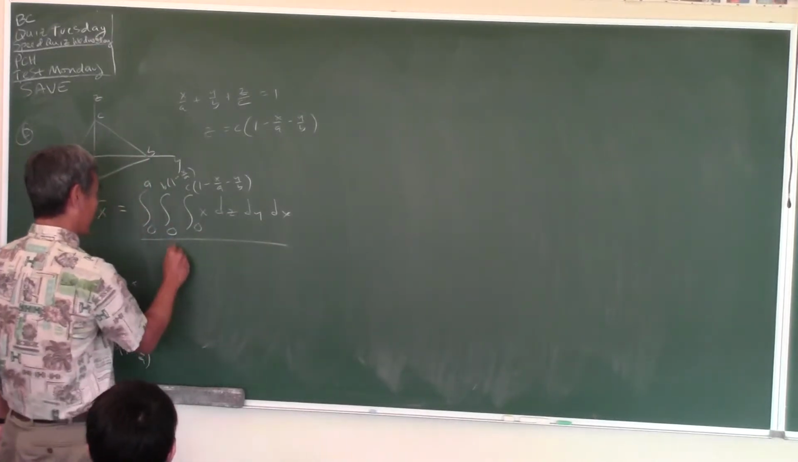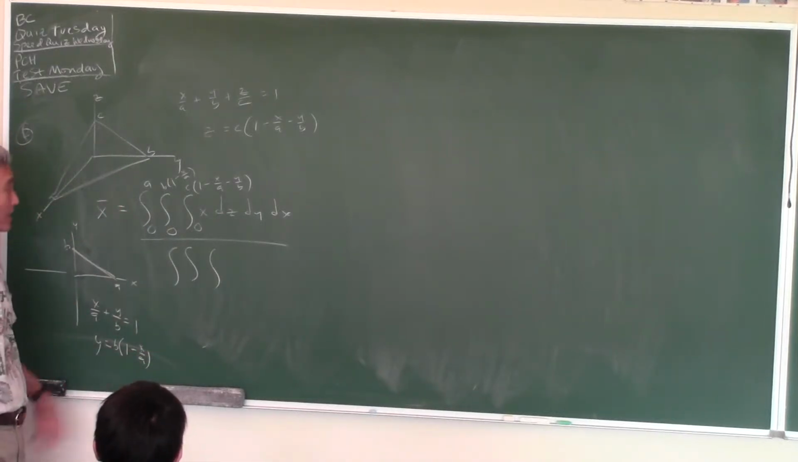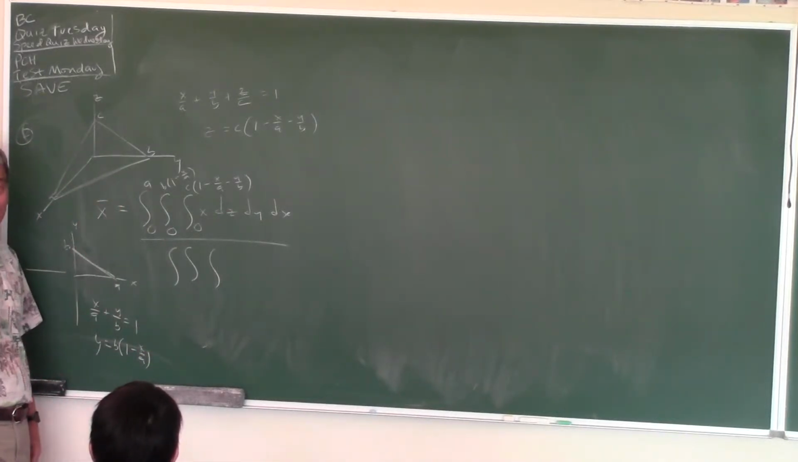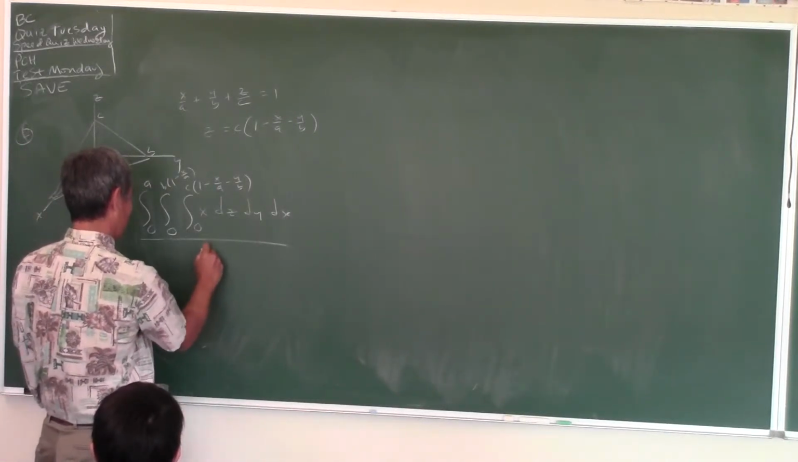Then how do you find the volume? Well, we know the volume of the tetrahedron. We don't need to reinvent the wheel, right? ABC over 6. Okay, ABC over 6. Let's not reinvent the wheel.